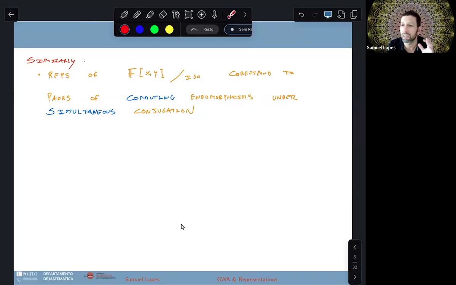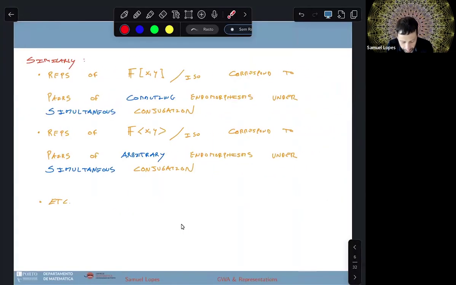And if I'm looking at isomorphism classes, I would be looking at pairs of these commuting transformations under conjugation. So some kind of rational canonical form, but a simultaneous rational canonical form for two endomorphisms. Okay, so a basis which would simultaneously give me a certain kind of matrix for both of these transformations.